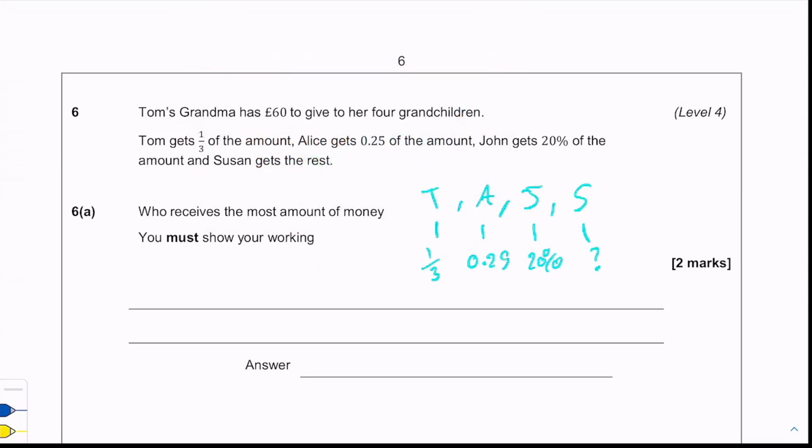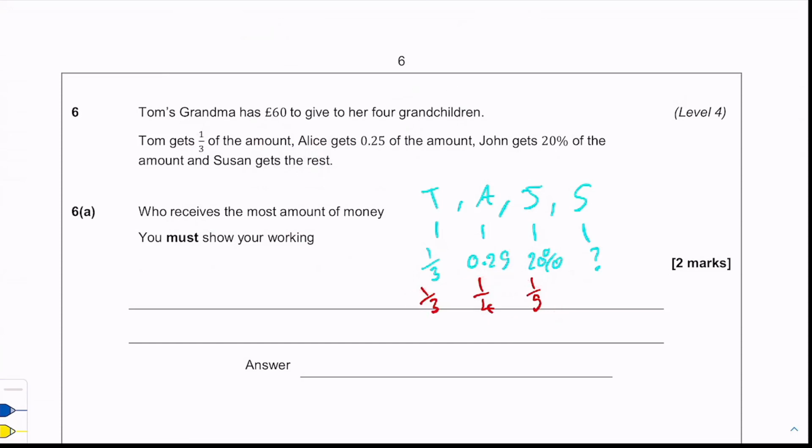So what we're going to do is convert all of these to, what should we convert them to? Let's convert them all to a fraction because we've got a recurring decimal here, so that'll be a bit of a mess. So 1/3 will just stay as 1/3, 0.25 is 1/4, 20% is 1/5. Okay, so now we need to get the denominators to be the same for all of them.